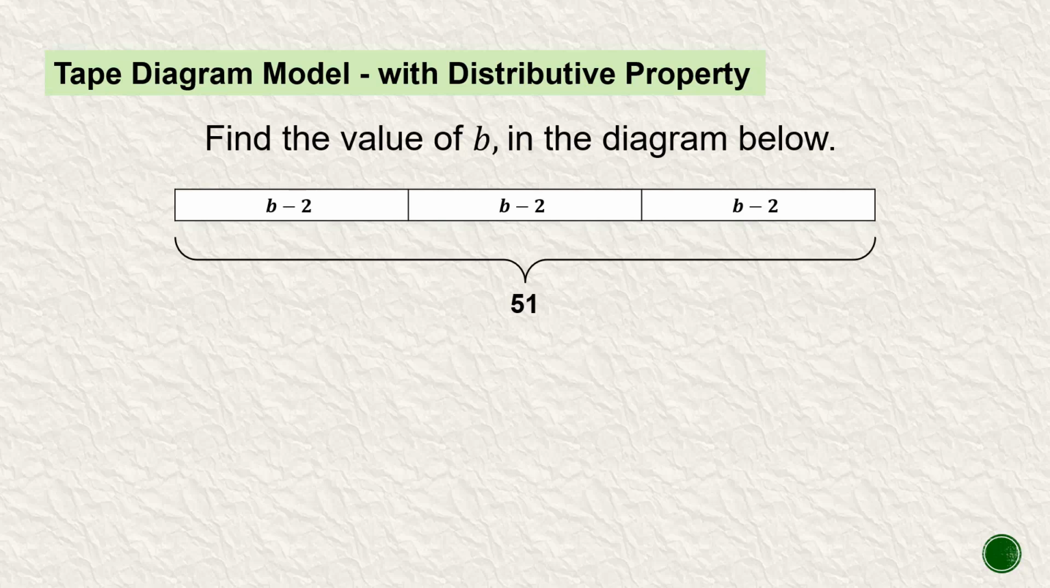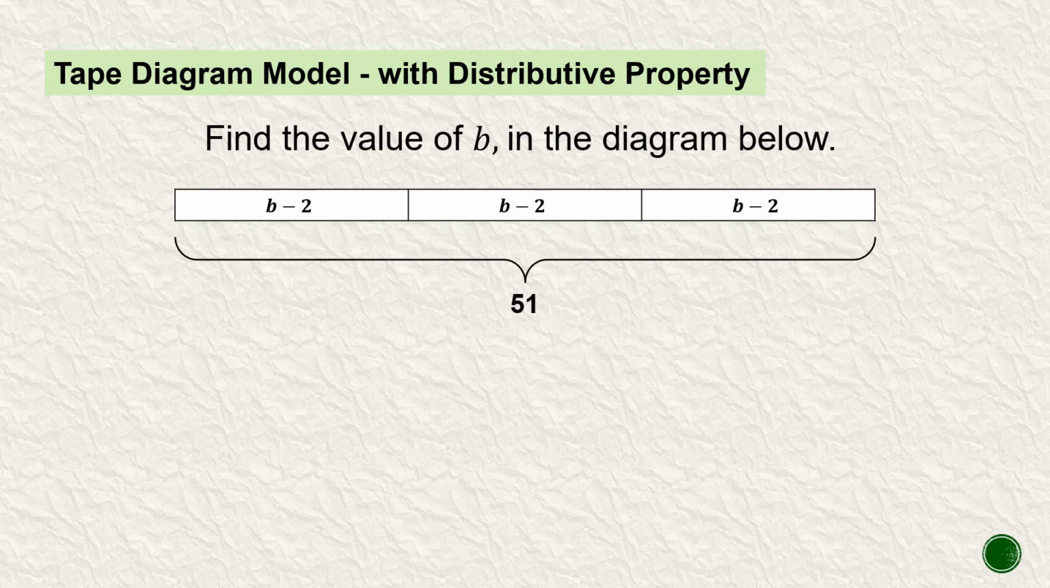Okay, so let's answer this problem about tape diagram with distributive property. Again, solving for the value of the unknown. We need to create an equation out of this tape diagram. So count the number of rectangles that we have here. There are 3, and each rectangle is being represented by b minus 2.